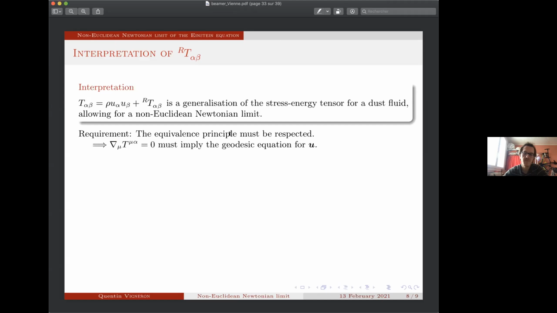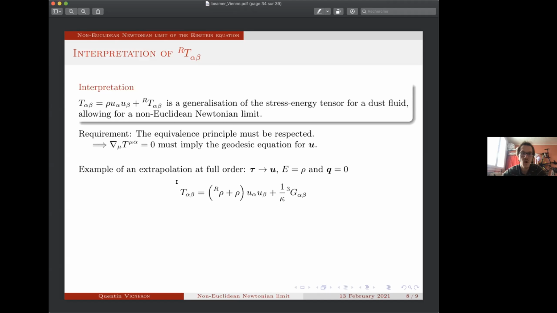So from this, we can make a first guess of what this second term should be at full order by taking the knowledge of the standard limit and assuming that E is equal to rho and Q, the heat flux, is equal to 0, and we associate tau, the time metric, to be the 4-velocity of the fluid, as made with the standard limit. We would get in this extrapolation this form of the stress energy tensor, which we can check leads to the geodesic equation.